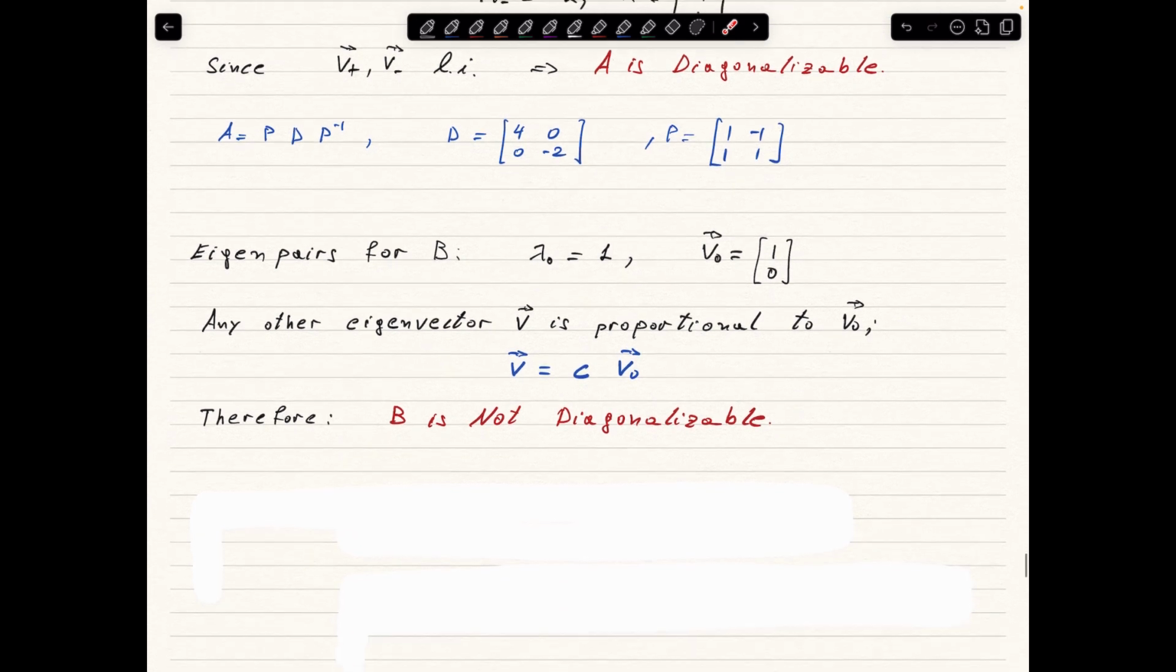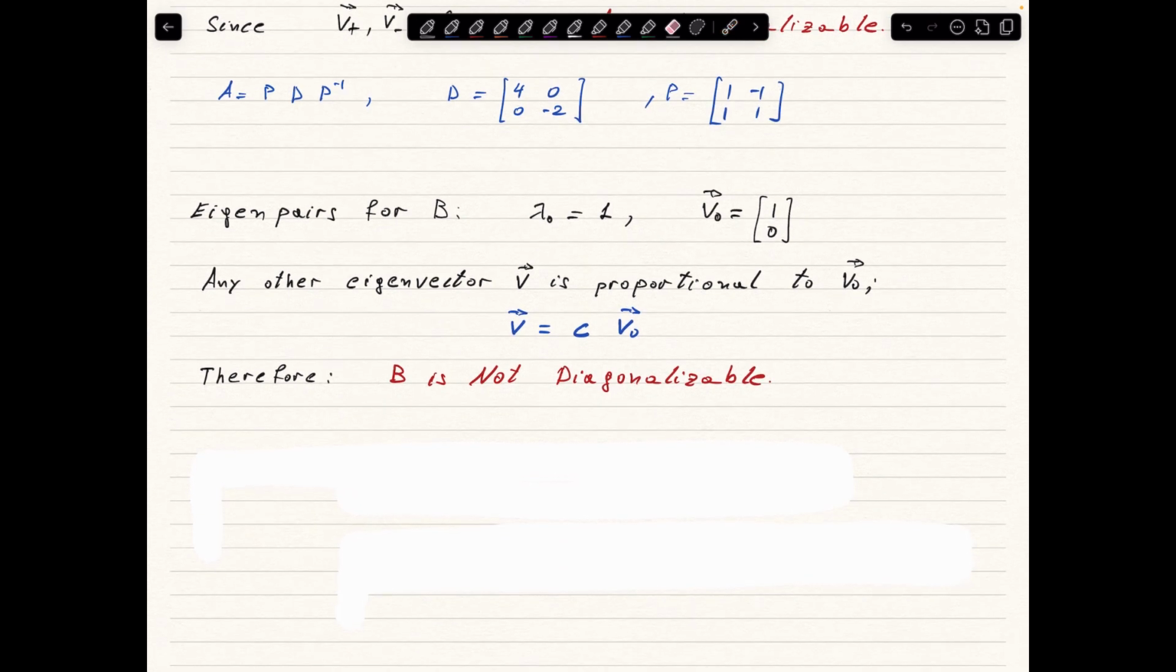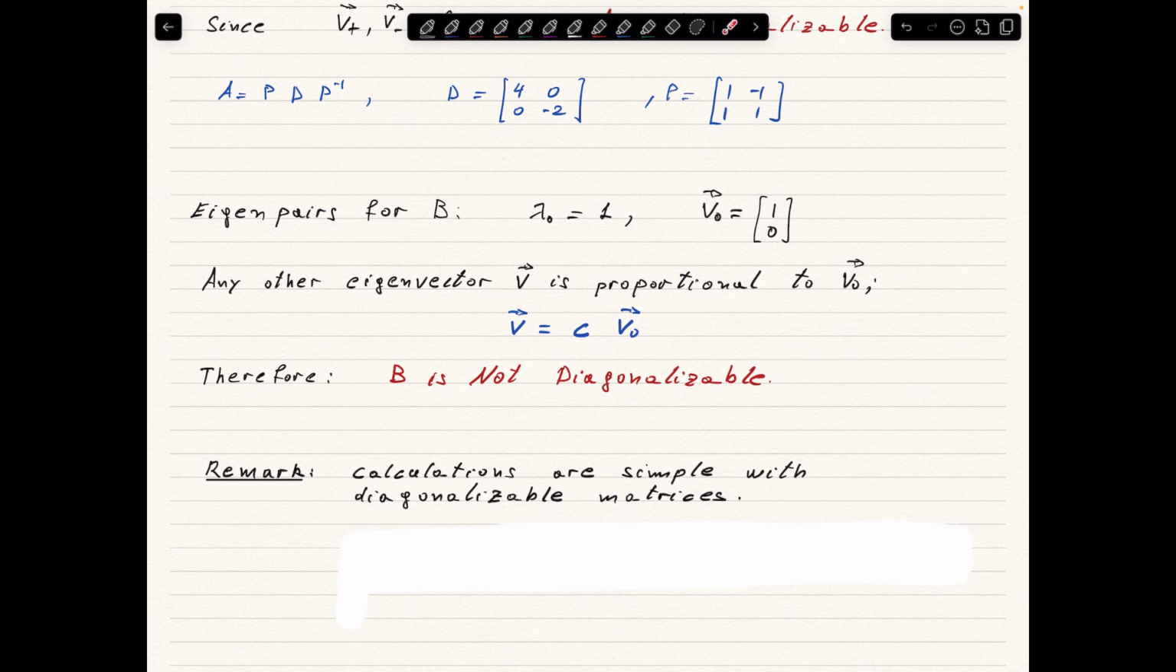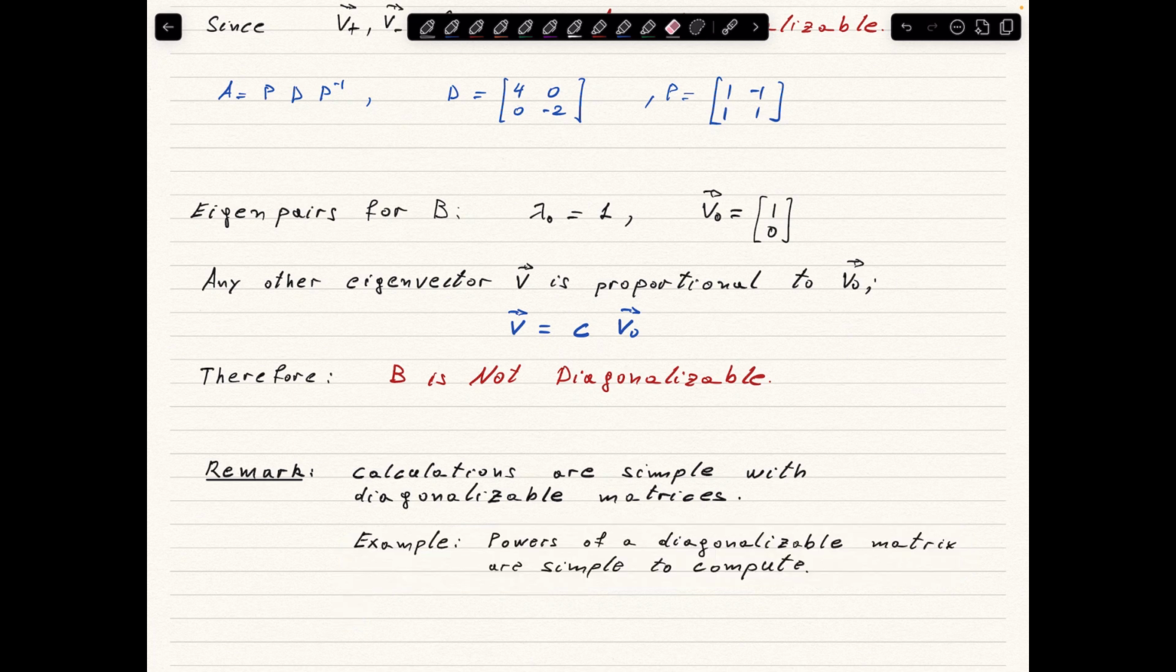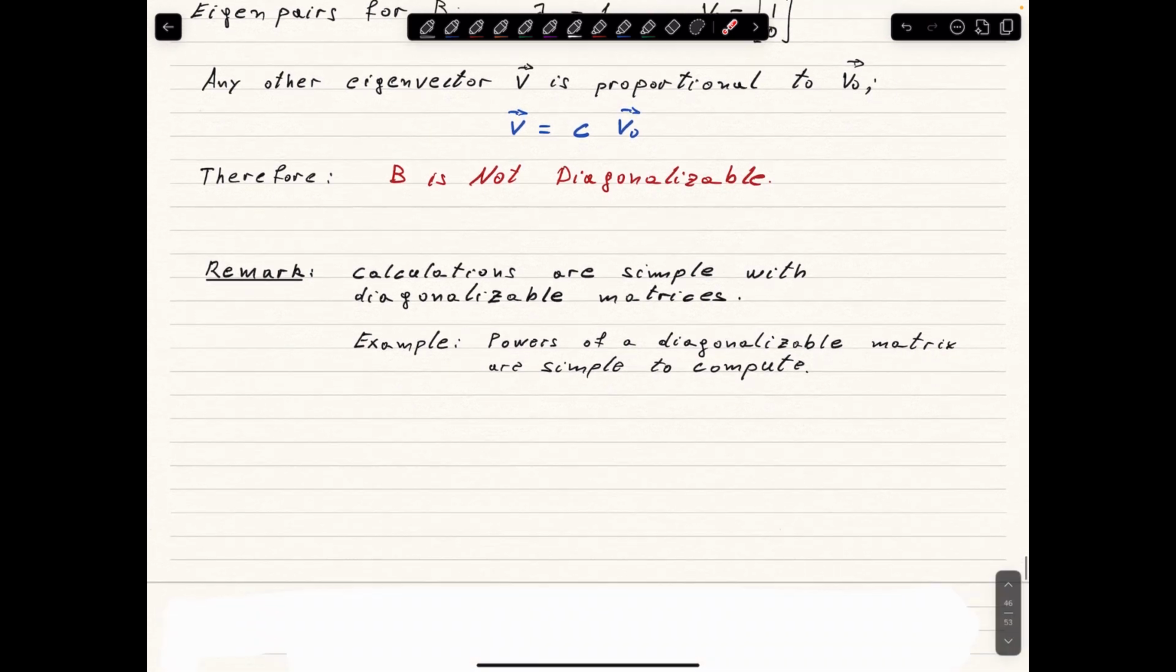So, why are we interested in matrices that are diagonalizable? We said because calculations are simple with diagonalizable matrices. And here is an example. We did an example with diagonal matrices, computing powers of diagonal matrices. And well, powers of diagonalizable matrices are also simple to compute. And this is our last example for this video.